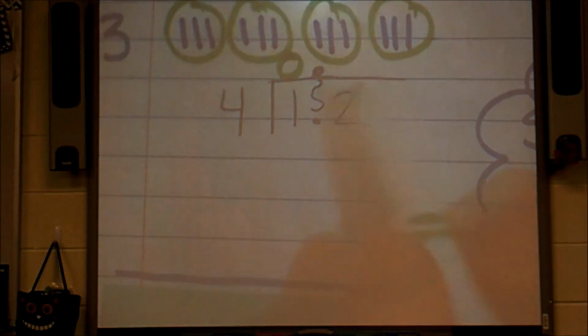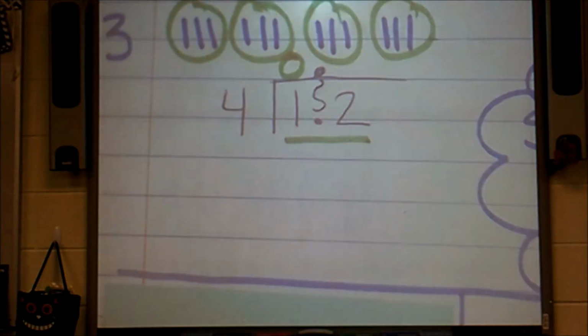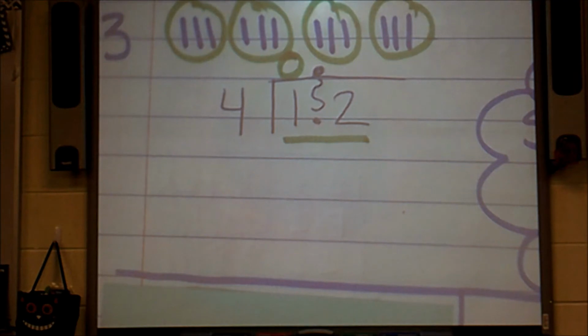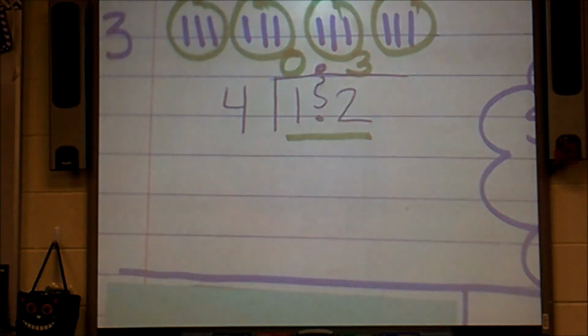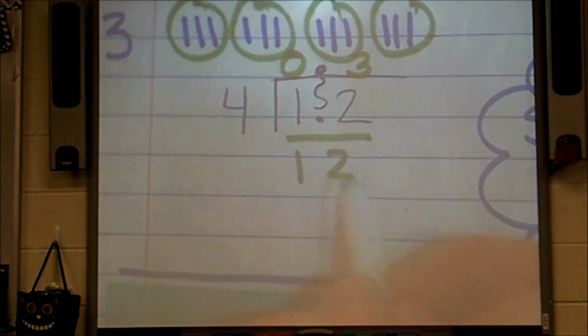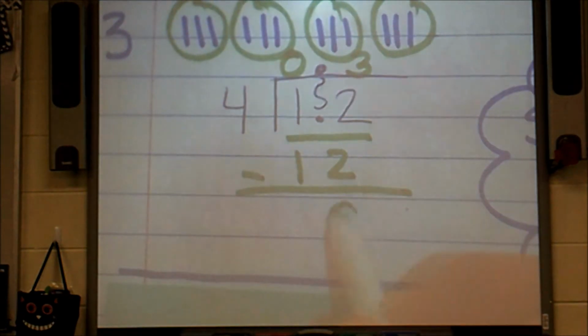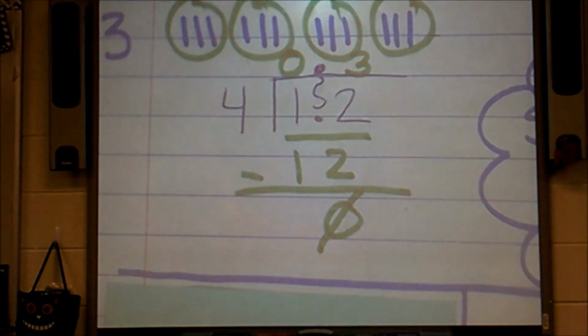So then I'm going to say, how many times can 4 go into 12? Let's see, 4, 8, 12. Looks like it can go in 3 times. And then I multiply 4 times 3 is 12, subtract, I get 0, and I'm done.